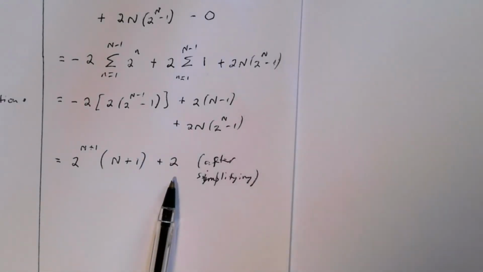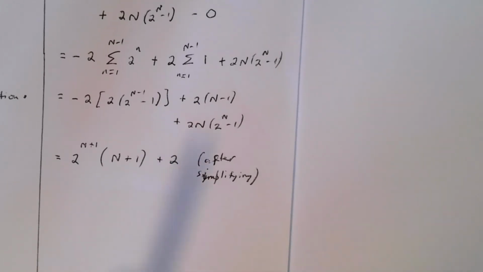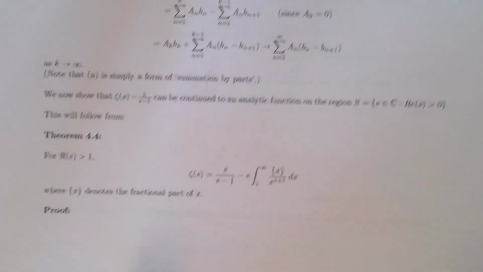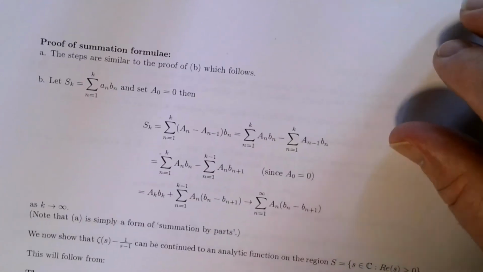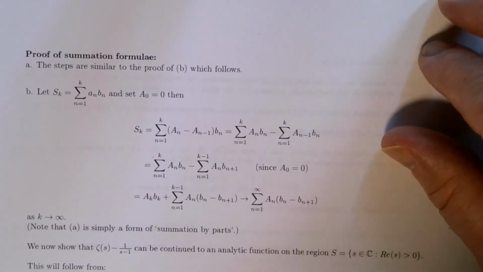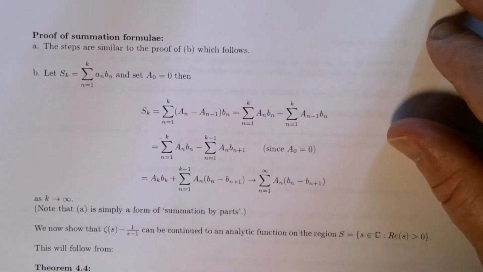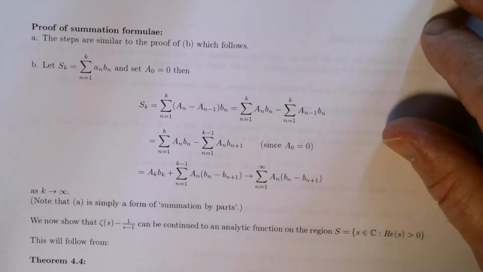Now, as I said, this is probably not the most elegant way of summing the series, but it's just an example of how to use this Abel's summation formula. So, quick proof of the Abel summation formula, and I'm just going to do part B. Part A is done similarly. It's just a little bit more fiddly because of the endpoints.